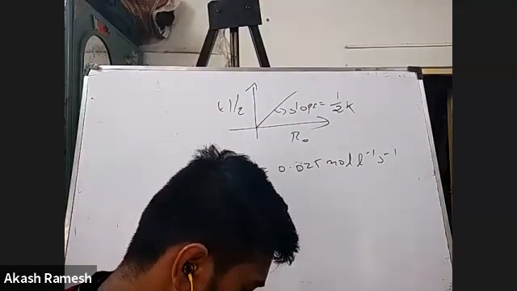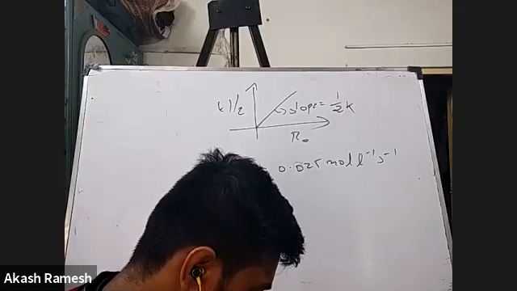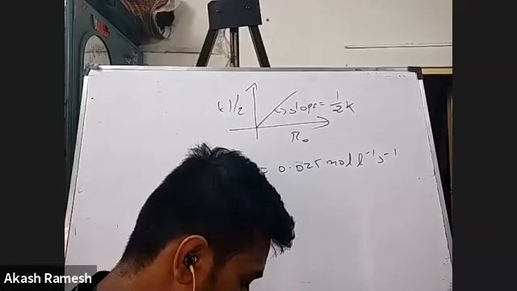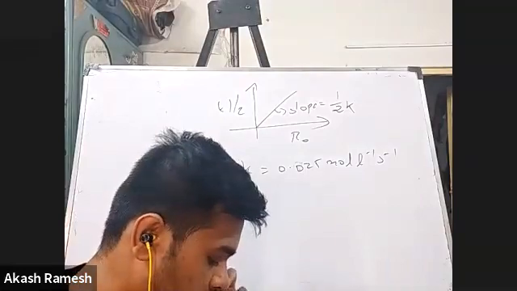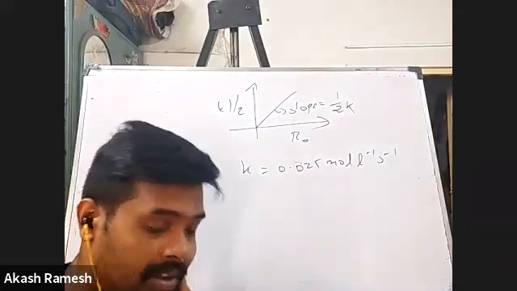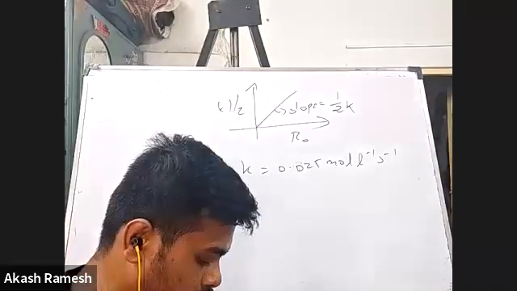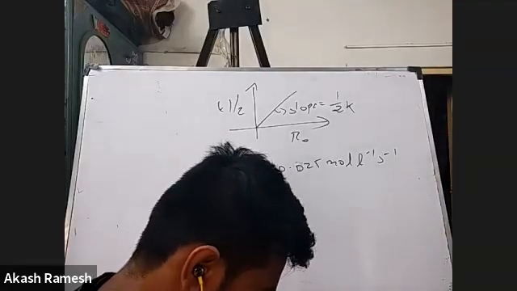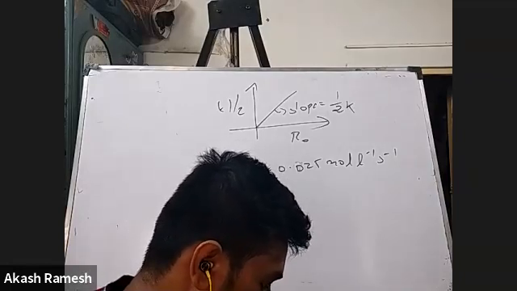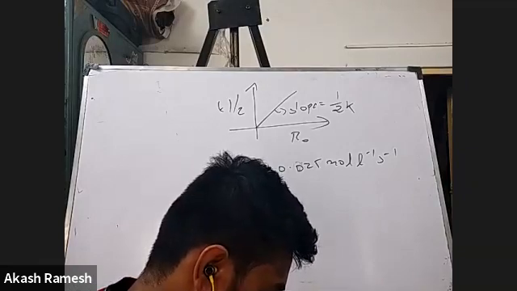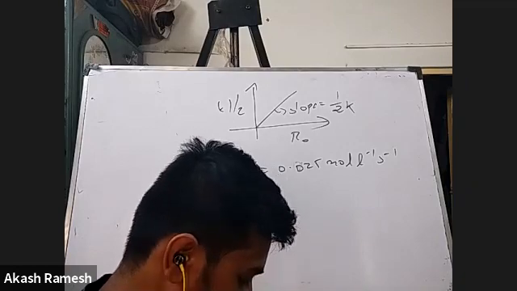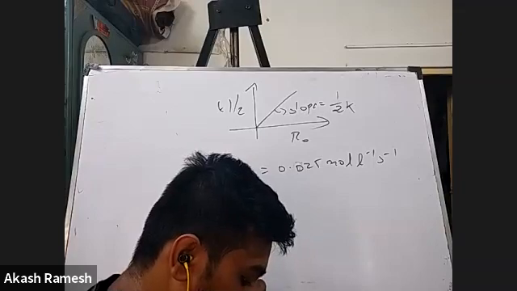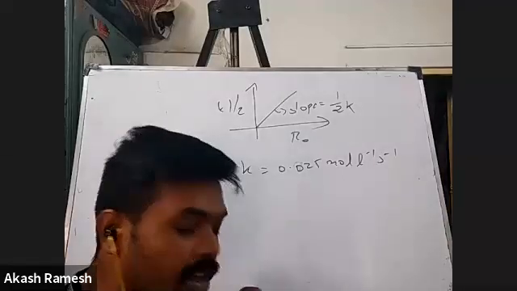So they're asking, what will be the concentration of the reactant after 15 seconds, if the initial concentration is 0.5 M? Let me repeat the question. A certain zeroth order reaction has K equal to 0.025 mole per liter per second. What will be the concentration of the reactant after 15 seconds if the initial concentration is 0.5 M?